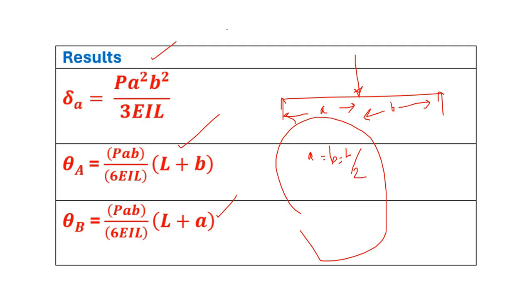So obviously, if you substitute all those things, you will end up with PL cube by 48 EI. So this will be the deflection at this location if you substitute A equal to B equal to L by 2. Similarly, you will get the expression for theta A after substitution of A equal to L by 2 and B equal to L by 2, as well as you will get theta B. Since the loading is at the center, theta A will be equal to theta B.